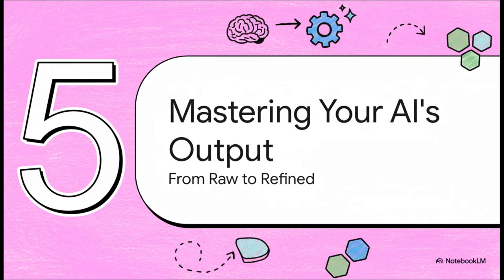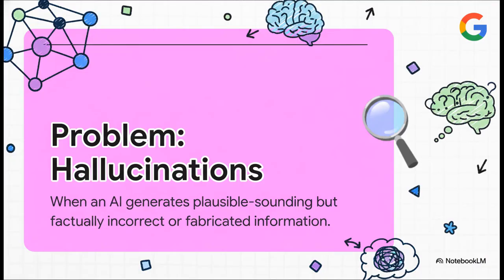Okay, so we've got the concepts, we've got the tools. But, and this is a big but, how do we make sure the stuff the AI creates is actually accurate and reliable? In this section, we're diving into how you can master the AI's output and get results you can really trust. First, let's talk about the big problem, hallucinations.